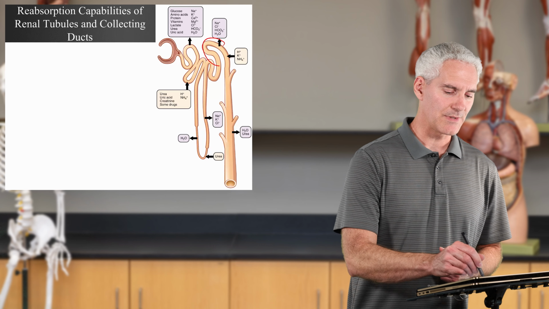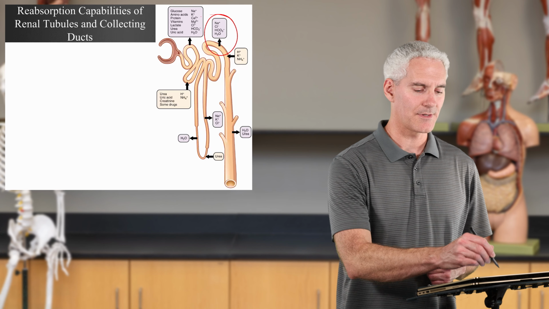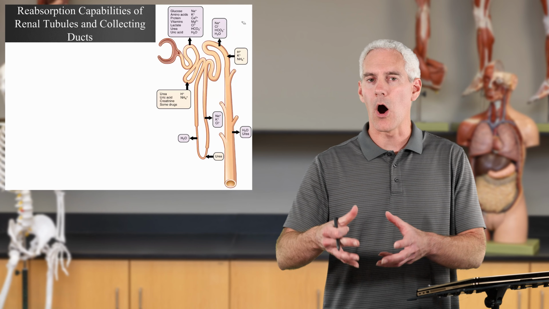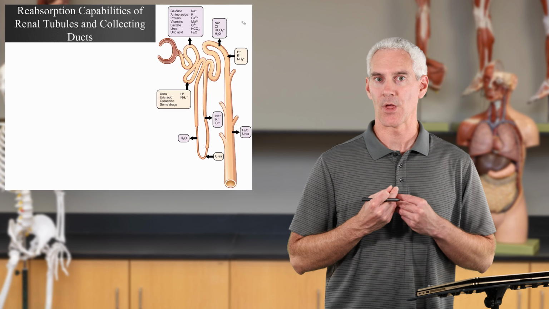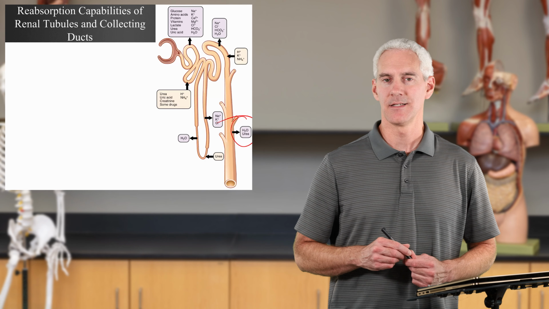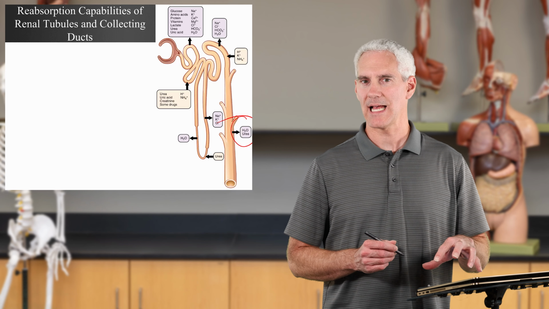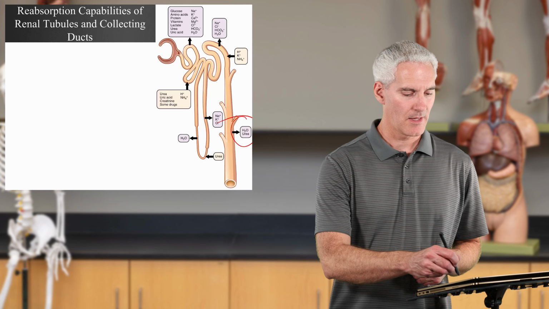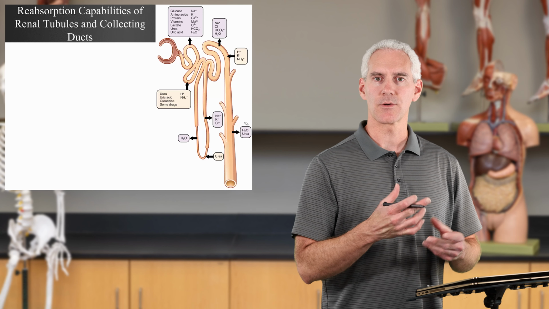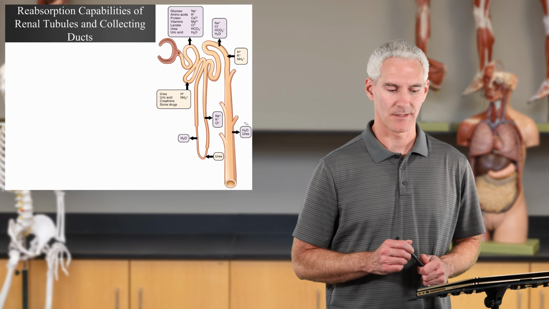But then let's go up to the distal convoluted tubule. You'll notice we have sodium, chloride, bicarbonates, water, all being reabsorbed again, going back into the blood. And even the collecting duct can have water and urea being reabsorbed. That's not always happening. It depends on what's going on in the system. That can be turned on and off or increased and decreased. But that's just the reabsorption. We haven't even gotten into the secretion aspect yet.